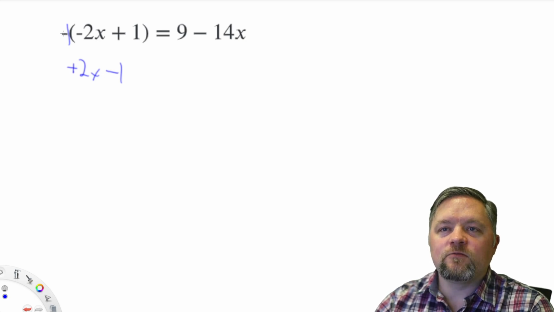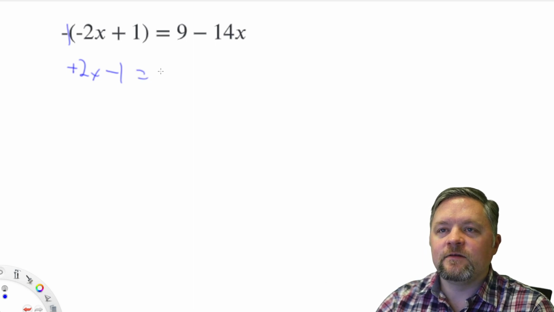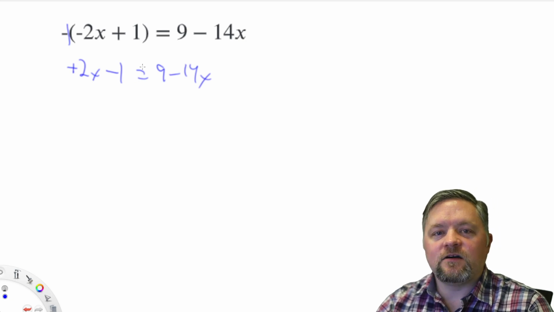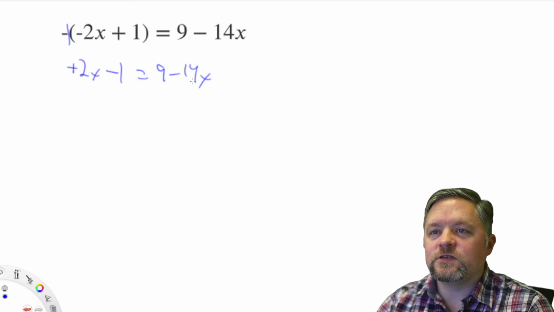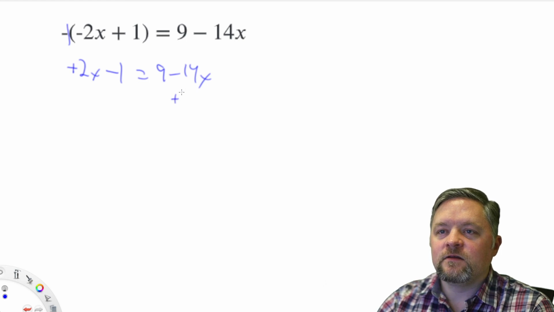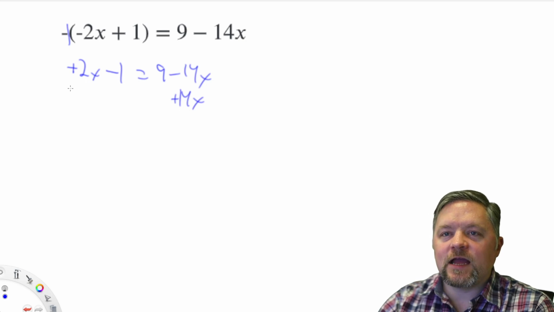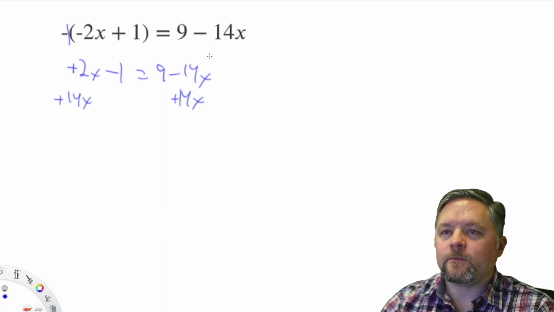So all we really did by multiplying by negative 1 is flip the sign of that and flip the sign of that. Equals 9 minus 14x. Okay, now let's get all the variables on the same side. Which side has more? Well, 2 is more than negative 14. So let's get rid of the negative 14. To get rid of subtracting 14x, we add 14x, do it to one side, do it to the other. Those cancel. 2x plus 14x is 16x.